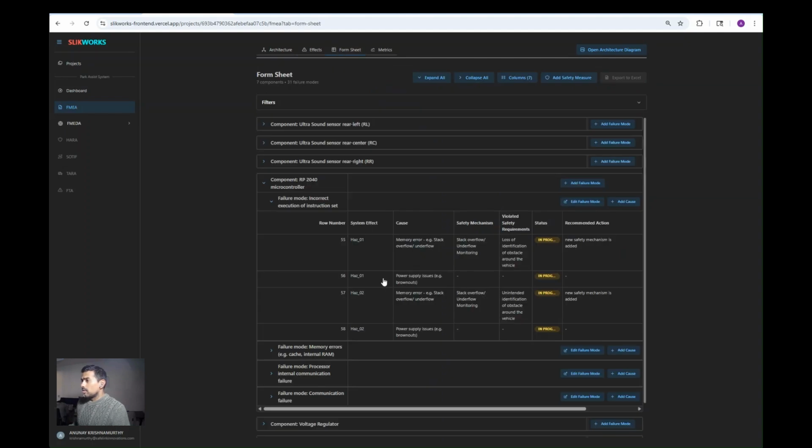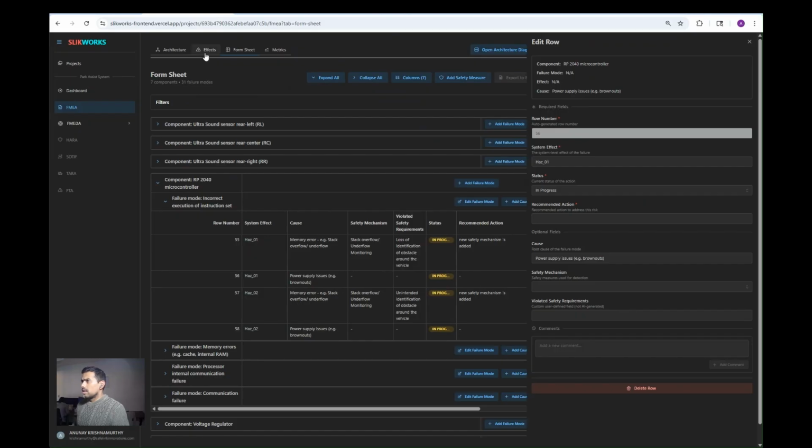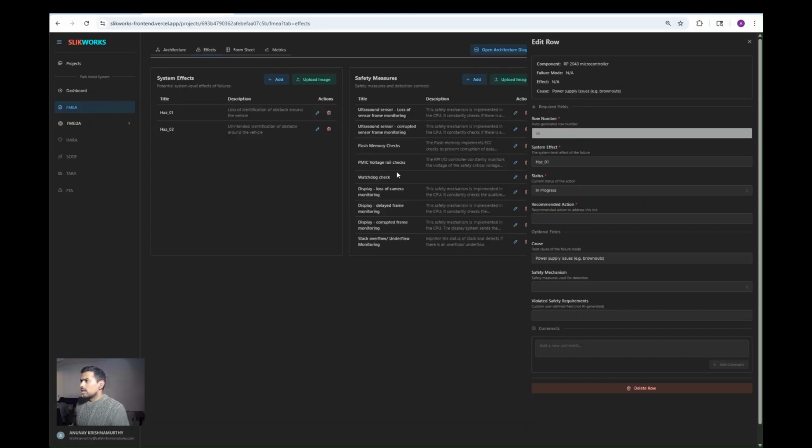Then we have the effect which is power supply. We could take a look and see if there is anything to do with power supply. There is a PMIC voltage rail check, which is constantly monitoring, where the IO controller monitors the voltage of the safety critical voltage rails. So this could be the safety mechanism that helps us. We go here, we say the safety mechanism, recommended action, and N/A. Let's assume that this is good for the moment.